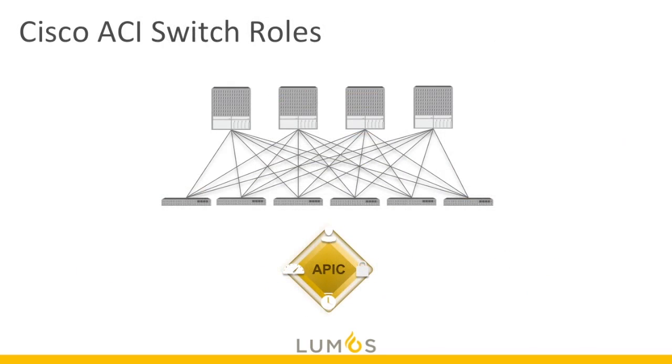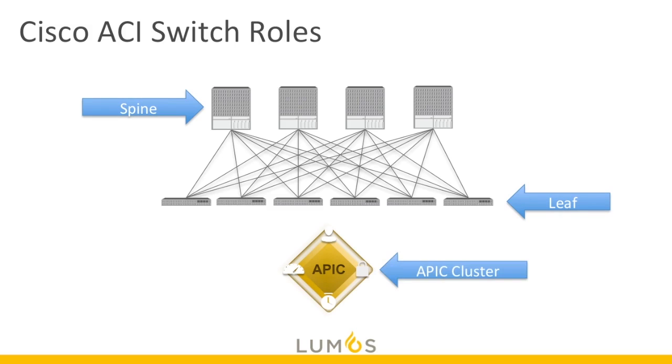Now, the thing to understand about Cisco ACI is that the switches have different roles. Because of the way that ACI is architected, some of the devices need to have certain functionality and others need to have different functionality. So that means typically a difference in the chips. So there are two primary roles in Cisco ACI. We have the spines and then we have the leaves.